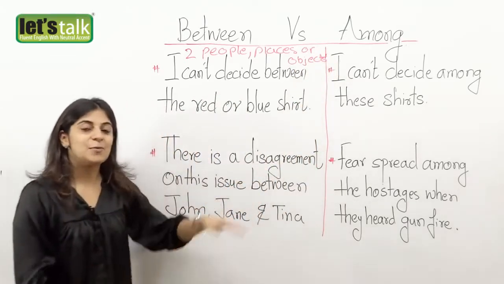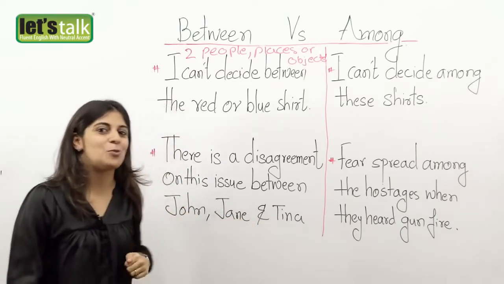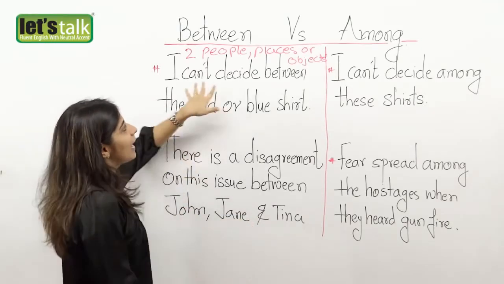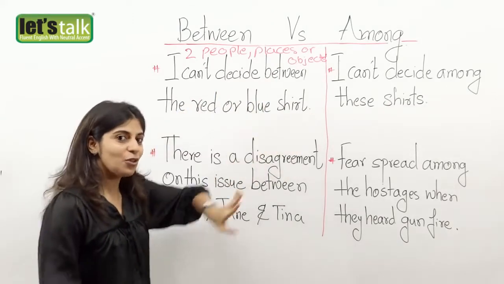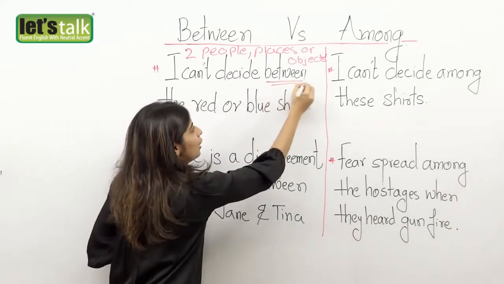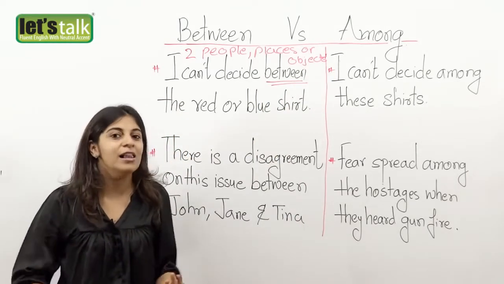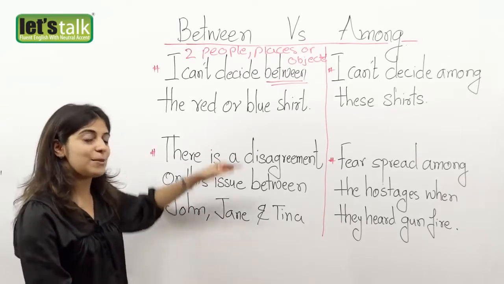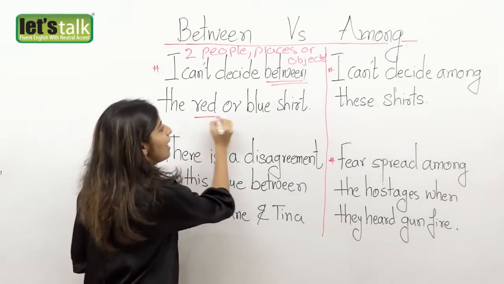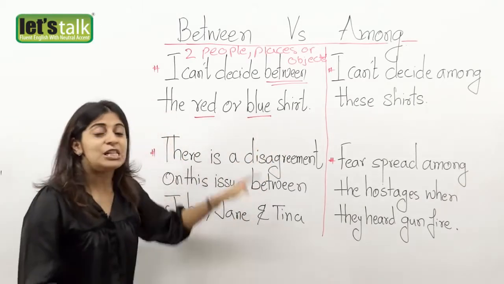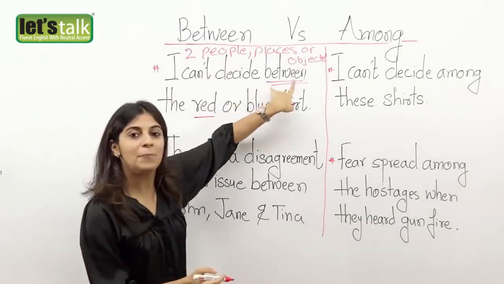Alright, so that's when we use the word between. We would look at an example that would help you to understand this better. I can't decide between the red or the blue shirt. Now you're using the word between here because there are only two choices of shirt, okay? You go to a mall and you select shirts, but you have here a choice of two colors, that is the red and the blue shirt, okay? So that is why, since there are only two choices, we use the word between.